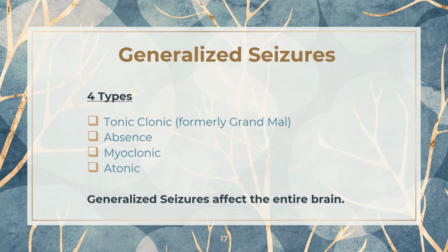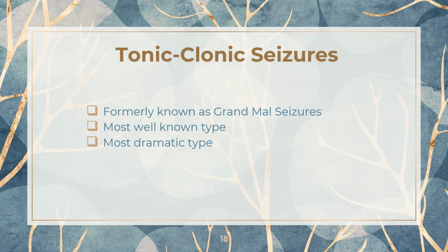There are 4 types of generalized seizures: tonic-clonic, absence, myoclonic, and atonic. Generalized seizures affect the entire brain. Tonic-clonic seizures are the most well-known type of seizure because they are the most dramatic.